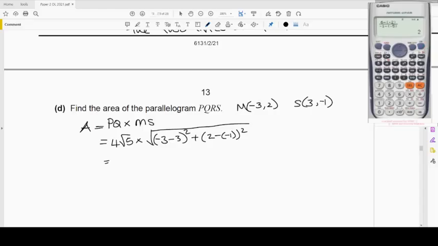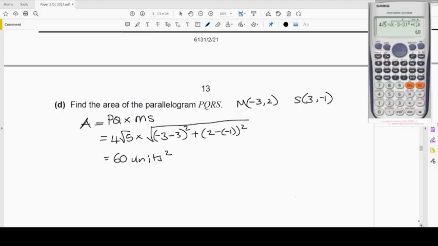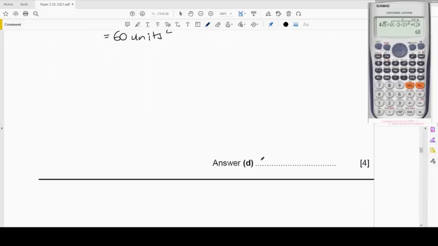And I have 4 square root of 5 times, the times actually does not need to be there, but there's no harm in writing it, times negative 3 minus 3 squared plus open bracket 2 minus negative 1, and then you square this. So my answer is equal to 60 units squared.